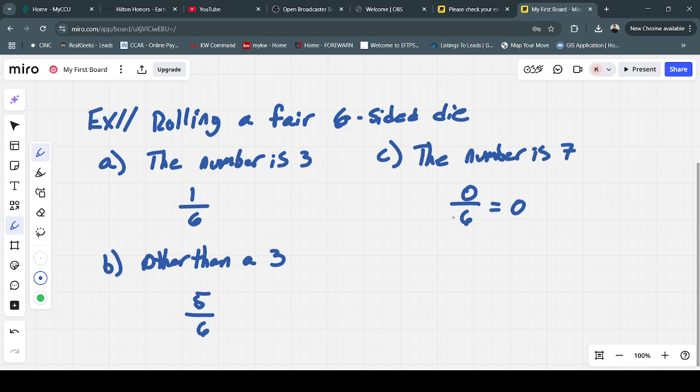We can also think about it this way. How many options are 7? There's 0 of them out of 6, so you get 0. And then the third one here, what if it's less than 7?